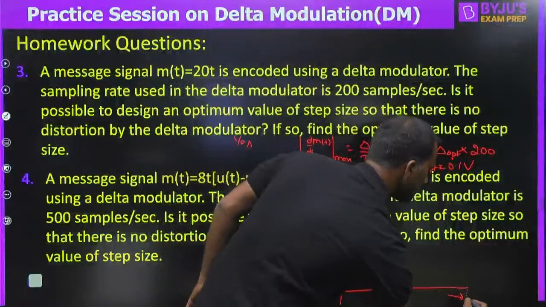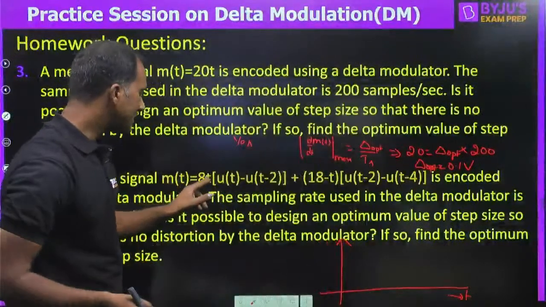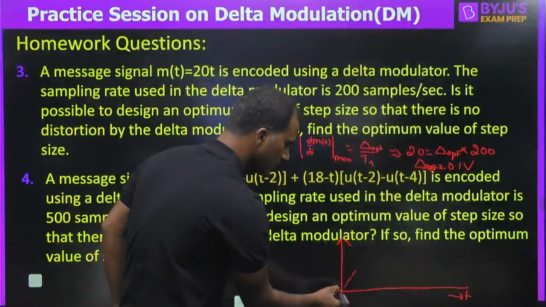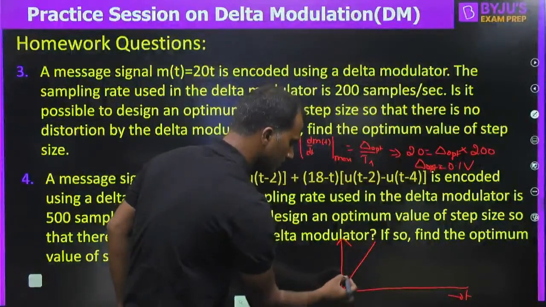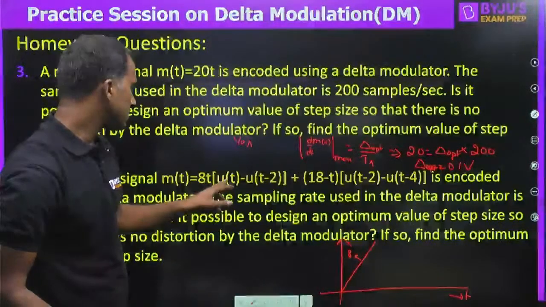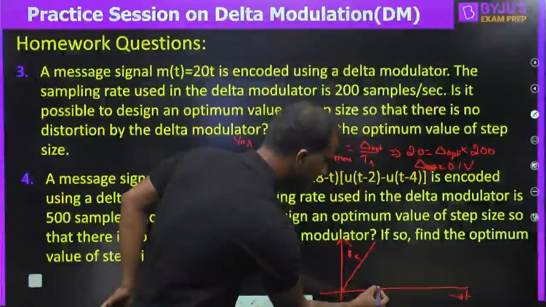As a function of t, let's plot the signal 8t, a signal with slope 8, and that exists from 0 to 2.